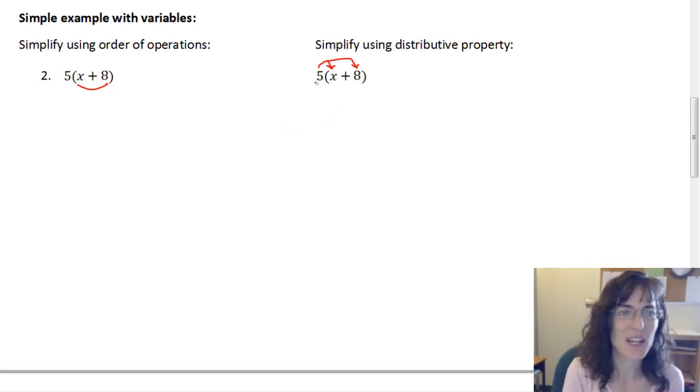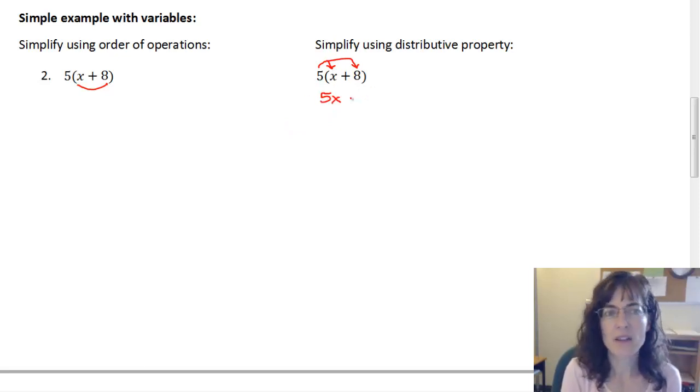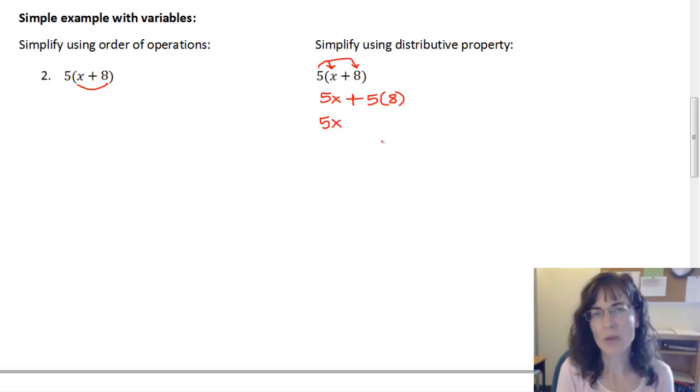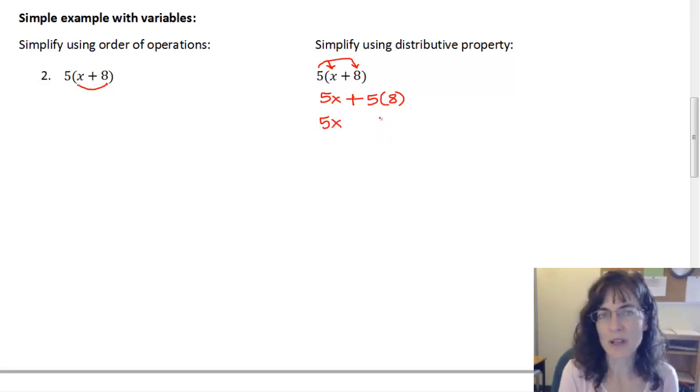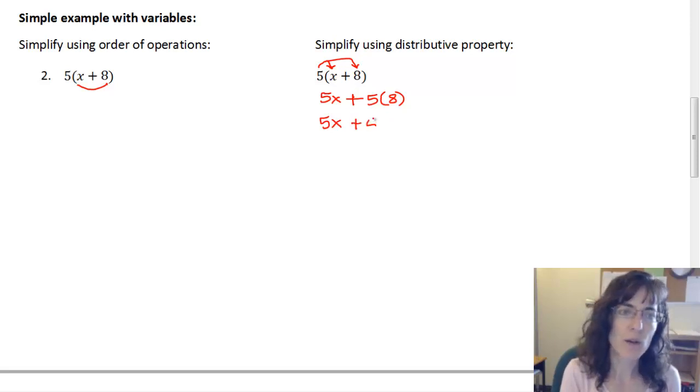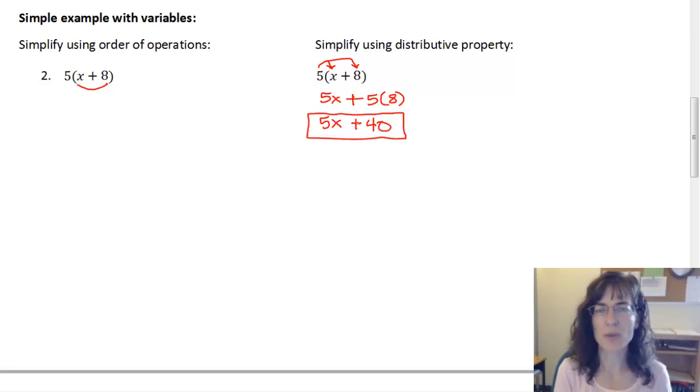So I would do 5 times x, so I get 5x, and then I'm going to add the result of 5 times 8. So 5x, again, without knowing the value for x, I can't do anything further, but 5 times 8, I can. I know that comes to 40. So I can simplify somewhat by using the distributive property.